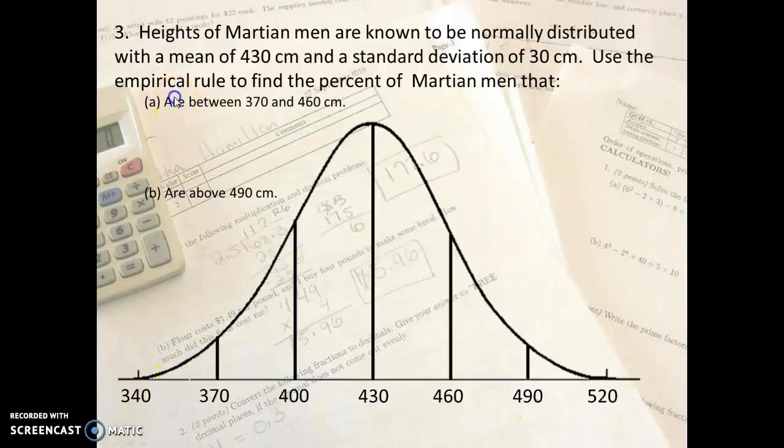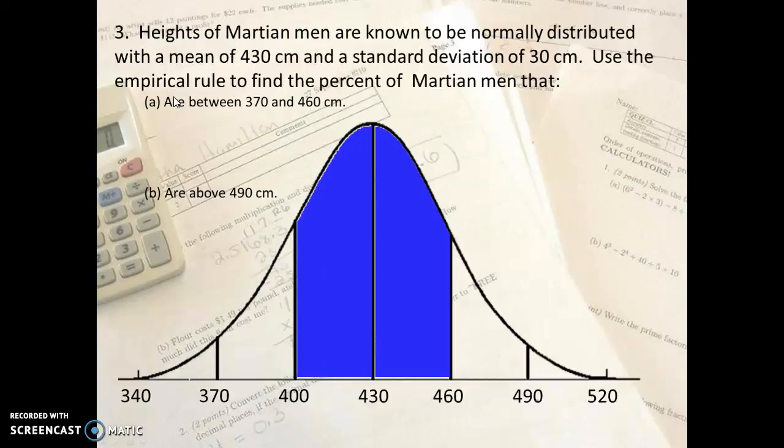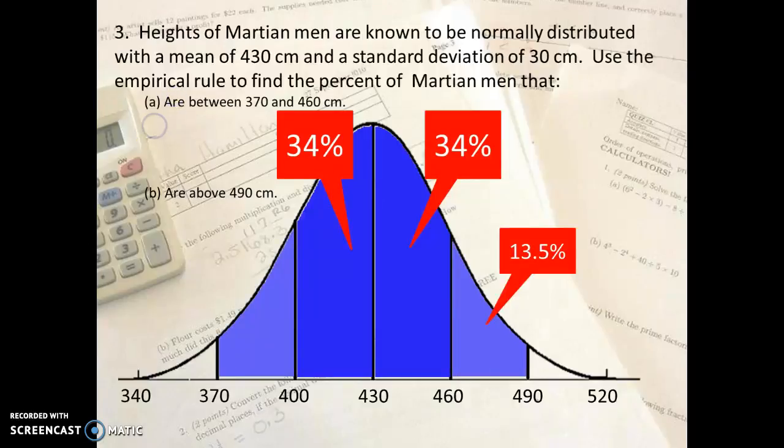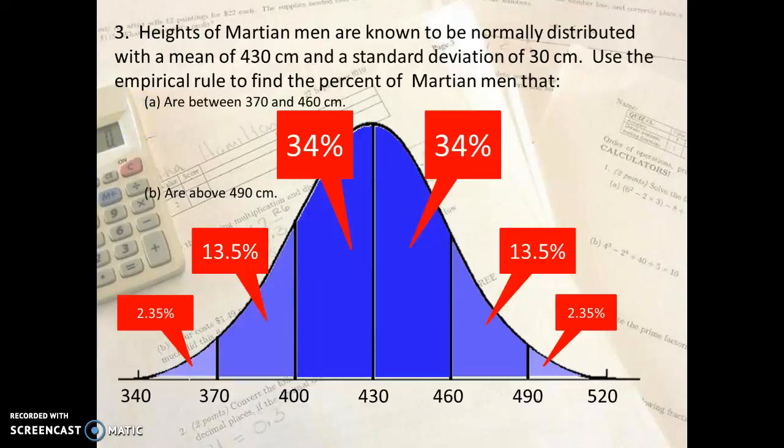The rule, you're just going to know that in these middle groups, the biggest groups, 34 on that side, 34% of the people live in those groups. In the next biggest groups, a little smaller, but 13.5% of the people live in those groups. And the last little groups way down the line, little tiny ones, 2.35% of people live in those groups.